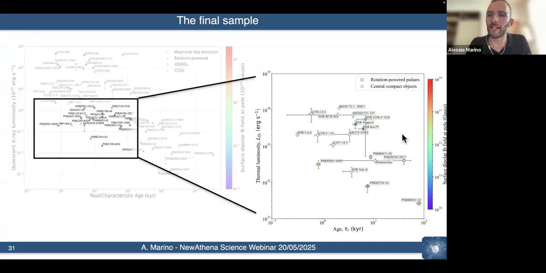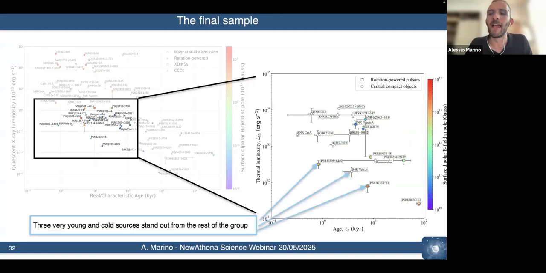So taking a look at this final sample, it immediately catches the eye that three sources here are standing out with respect to the rest of the sources. They are very young, with ages below 10 kiloyears, but also very cold. They are colder than their companion pulsars and neutron stars. So these three young and cold neutron stars are the focus of the rest of this talk.